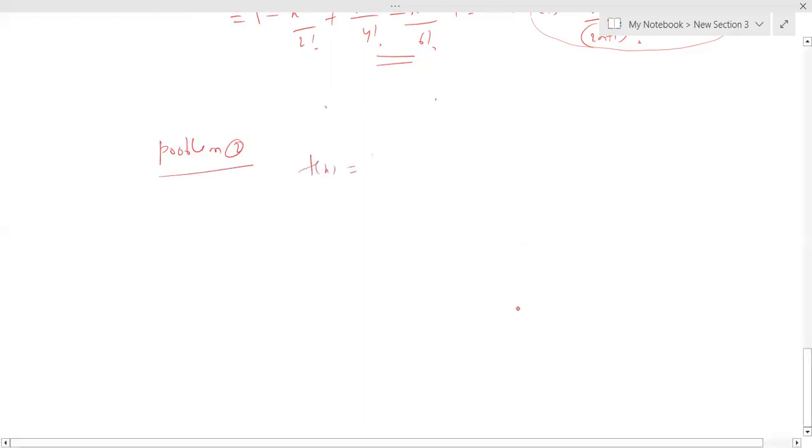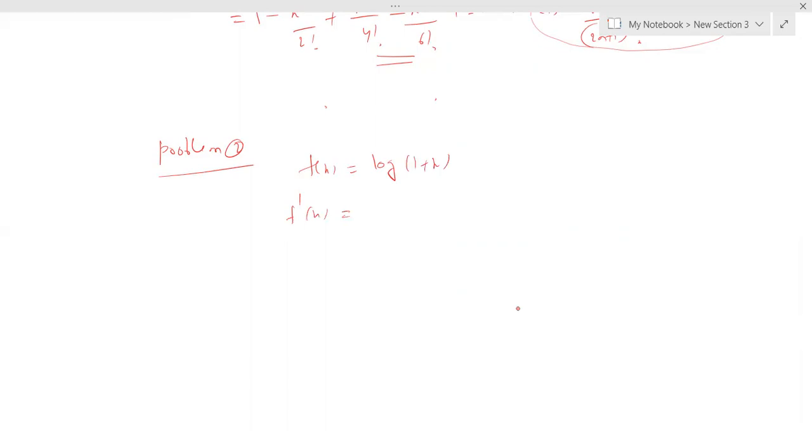Problem 2. Answer for the problem 2. Here f of x equals log of 1 plus x. What about f dash x? The derivative of log x is always 1 by x. If you have any confusion, don't bother about it. Please send a mail or a message, or make a phone call also. D by dx of log of f of x is 1 by f of x into the derivative of f of x. This is the principle.